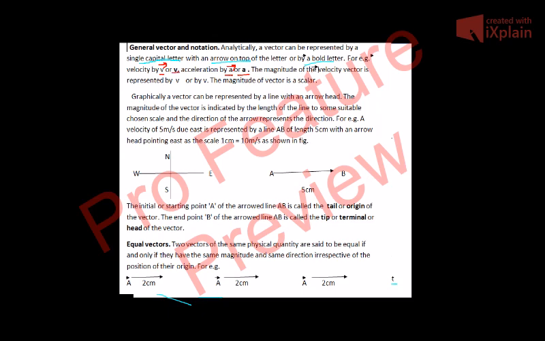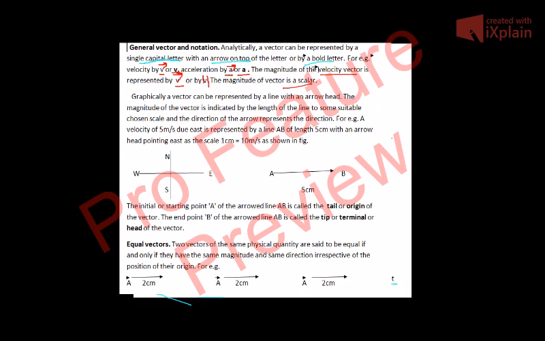The magnitude of the velocity vector is represented by V, that is by a capital letter without an arrow, or by mod of V. The magnitude of a vector is a scalar. Remember that the magnitude of a vector is a scalar.